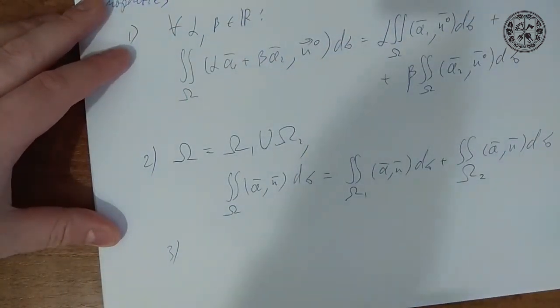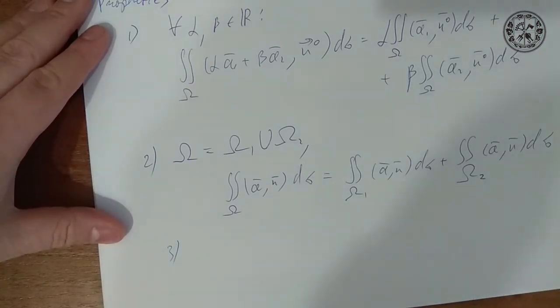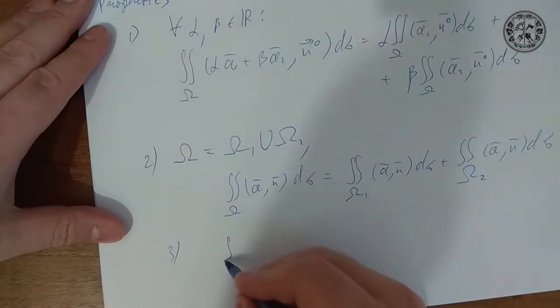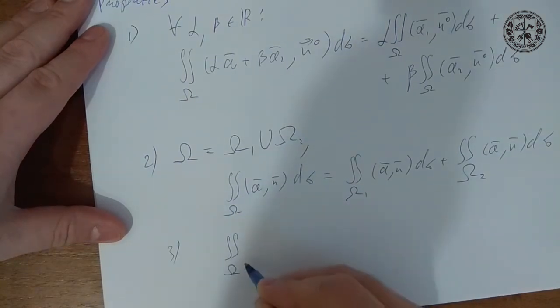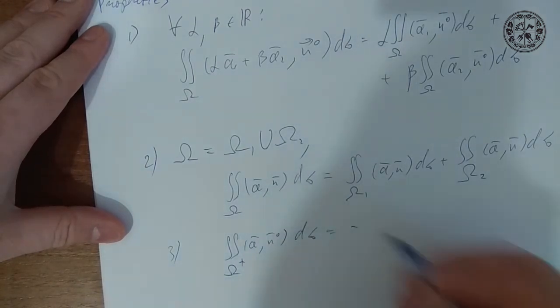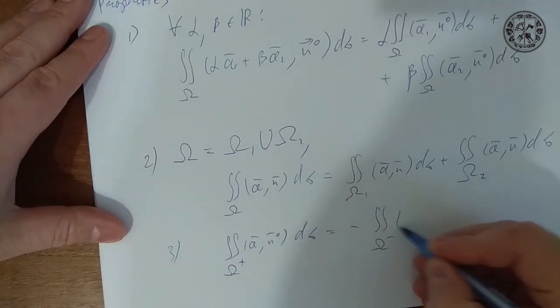And the third property is orientation. If we have some double-sided surface, then the integral over the outer part of this surface will be minus the integral over the inner part of this surface.